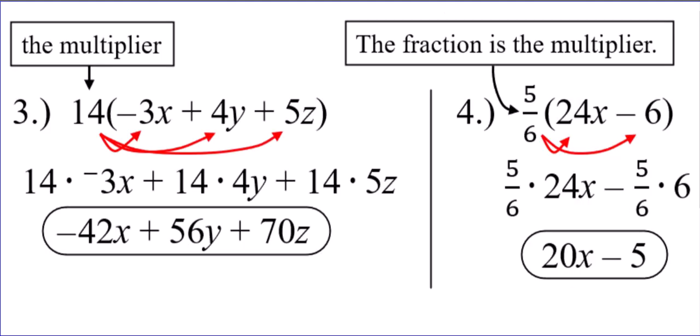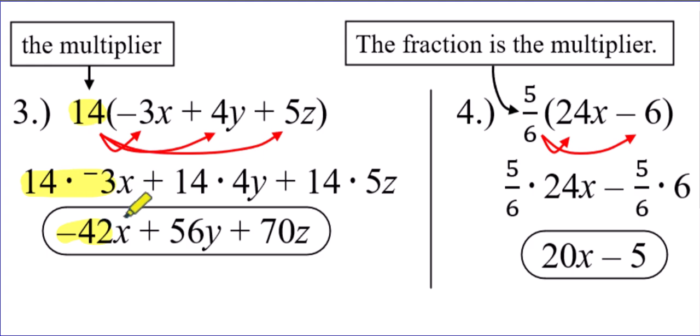Problem number 3. This one is unique because even though there's a multiplier on the outside, which is not unique, there are 3 terms. So the multiplier goes to all 3 of them. Not that big of a deal. And I did throw a negative here. In your calculator, if you don't know what 14 times negative 3 is, you don't type in the x. Don't even look for an x key or a y key or a z key. It's not on your calculator. You're just going to multiply the numerical parts, the 14 times the negative 3, to get negative 42. That's what you type in your calculator.